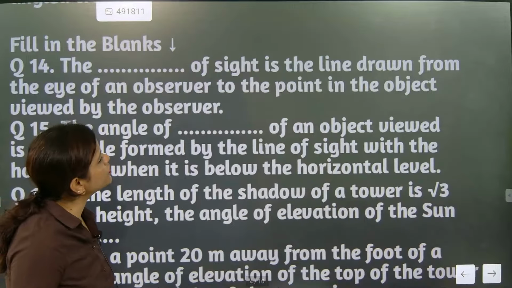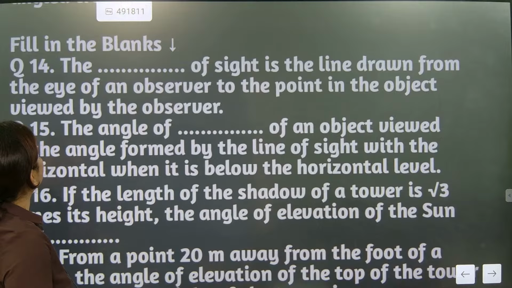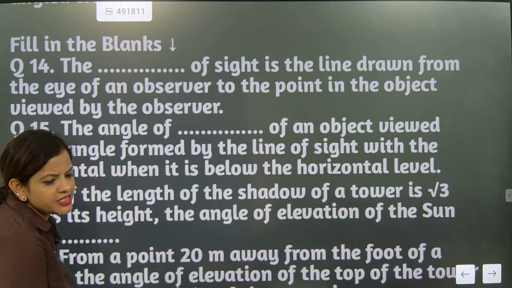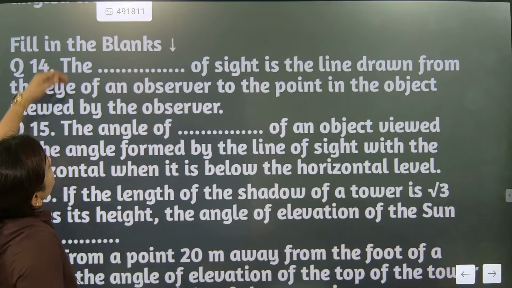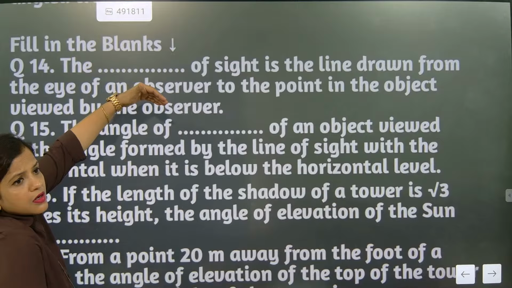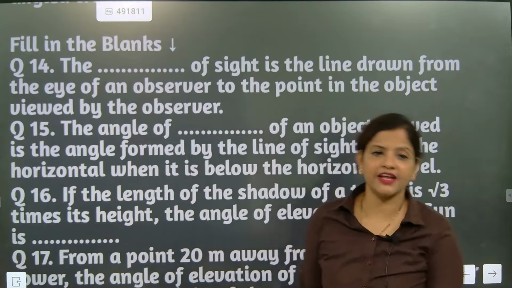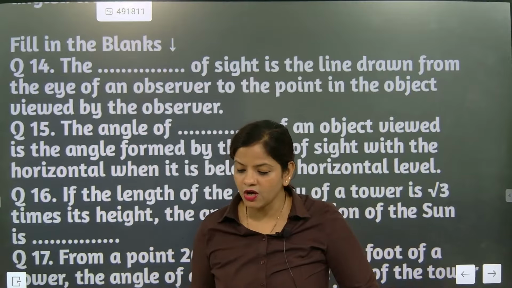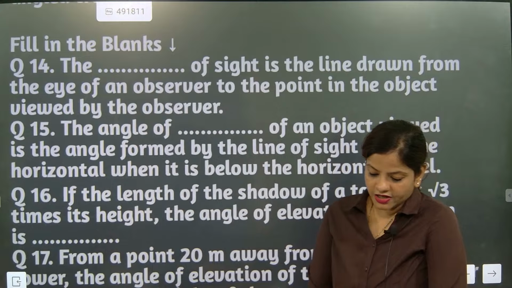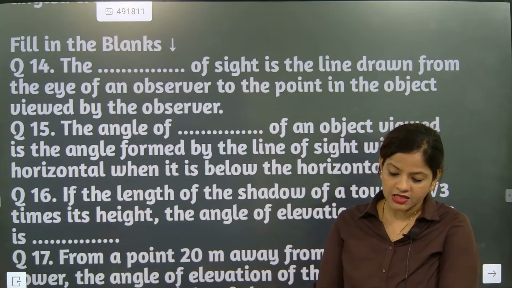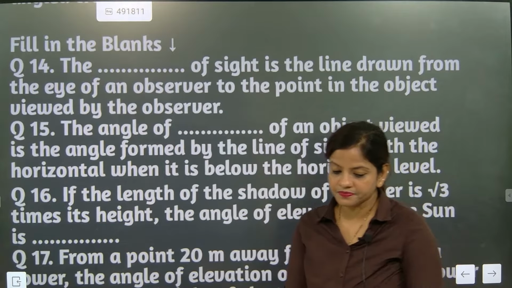The dash of sight is the line drawn from the eye of an observer to the point in the object viewed by the observer. What is the answer? The elevation of sight? The line of sight. The correct answer is line of sight, and Kavya has given the answer first. Yes, it's the line of sight. The fill in the blanks question, first one is the line of sight.